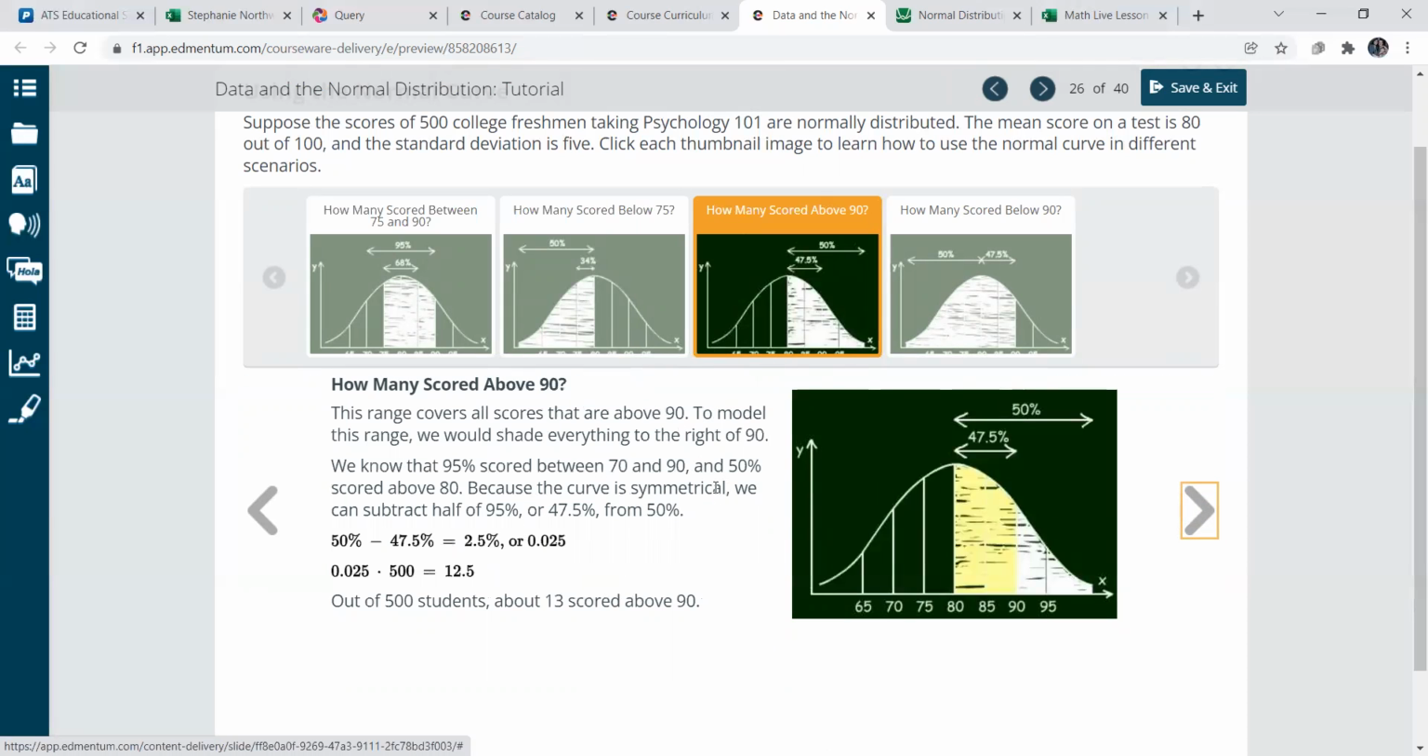Same concept over here, which scored above 90. So we have the 50% here. 50% again are scoring above 80, so like 80 and above. So you have 50% right here. Then you break it down even further. And then you have, let's see, we have 90% right here. So scored above 90, we just have a small little portion right here.